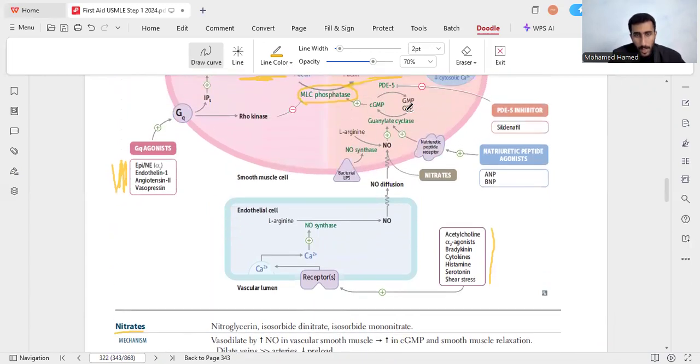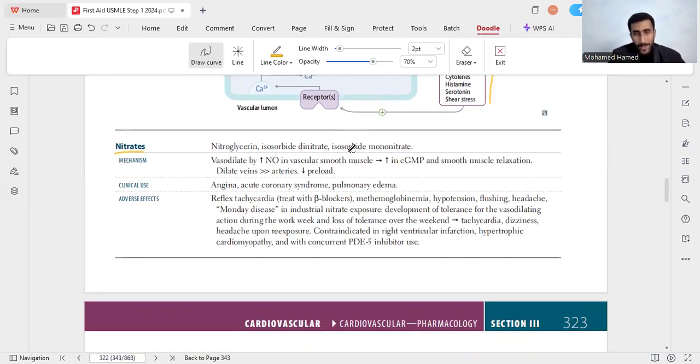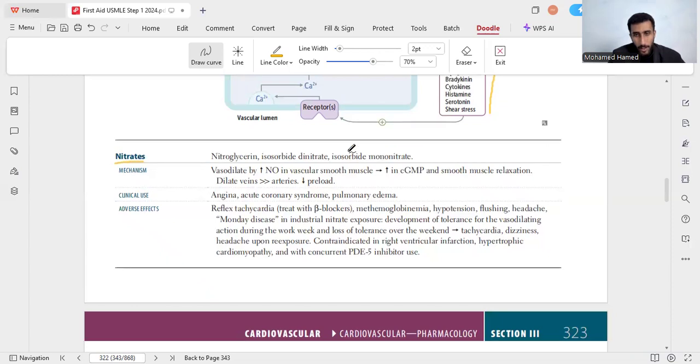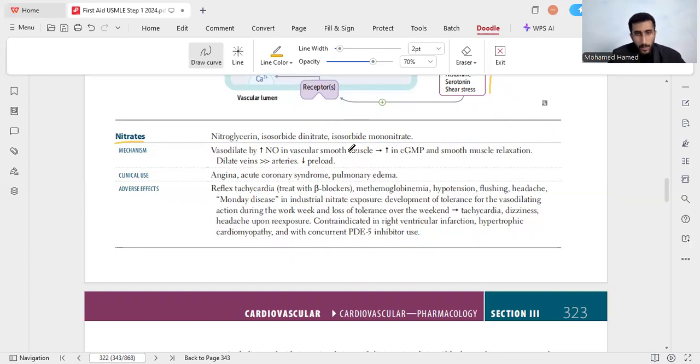As we have just said, the cyclic GMP will be increased due to guanylate cyclase converting GTP to cyclic GMP. So when this occurs, eventually there will be smooth muscle relaxation. Nitrates are peculiar because they dilate veins more than arteries, and they decrease preload. So they are very beneficial in angina and acute coronary syndrome.